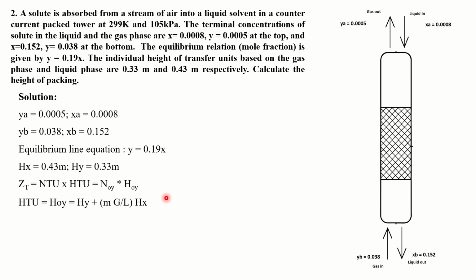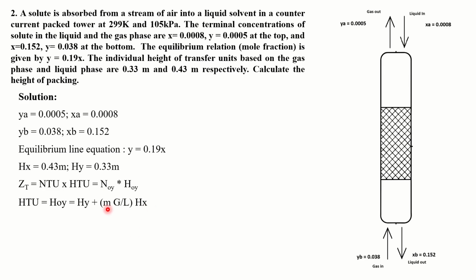So first let us do the calculation for height of a transfer unit. That can be calculated using the formula HOY = Hy plus mG by L into Hx. The calculation of height of a transfer unit involves different forms of formula. Depending on the data given in your problem, you can choose the appropriate equation. So in this problem, we are given Hx, Hy data, so we are using this form of expression for calculating HTU. In this, Hy refers to the individual height of transfer unit based on gas phase, and Hx the individual height of transfer unit based on liquid phase.